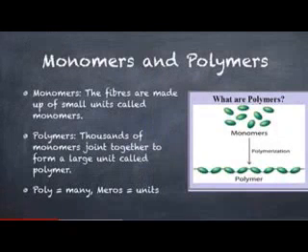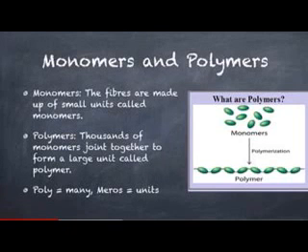Now we talk about monomers and polymers. What are monomers? The fibers are made up of small units called monomers. And polymers, thousands of monomers join together to form a large unit called polymer. Poly means many. Mer, it's a Greek word, mer means repeating units. These polymers are large molecules consisting of a large number of small molecules called monomers.